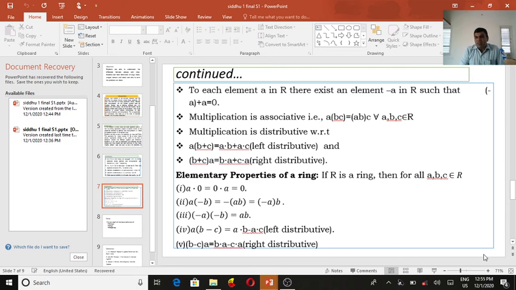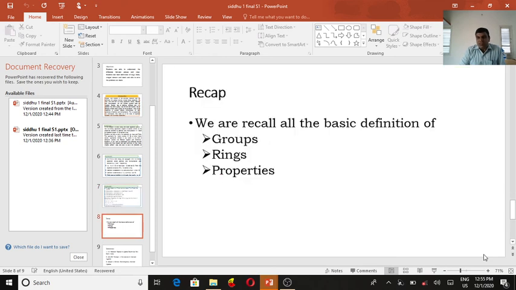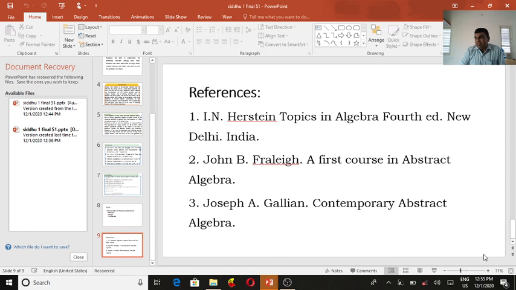This is the first session regarding this. Use the textbooks or reference books, Pearl, Joseph Gallian's.